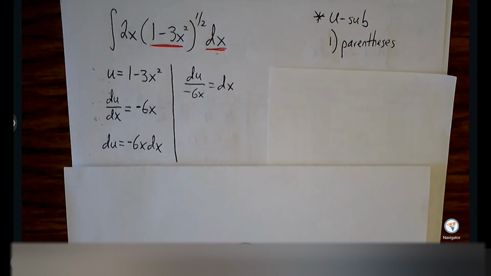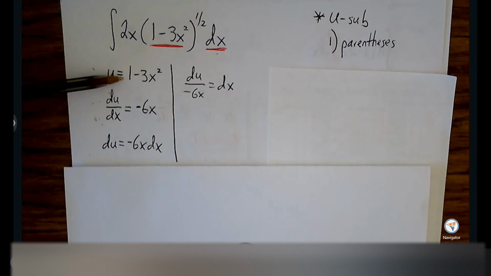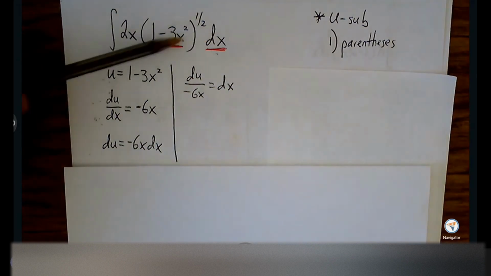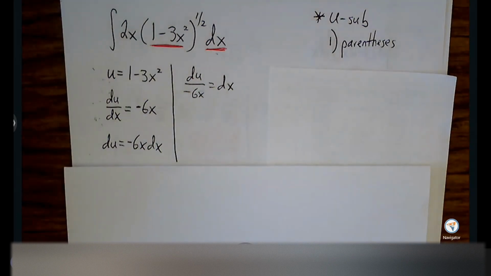Okay, so we let our U value be 1 minus 3x squared. We're going to find the derivative. We always do du over dx. 1 goes away to 0. Negative 3x squared becomes negative 6x. Cross multiply. Solve for dx. And now we have a clean substitution for our initial parts we want to replace.